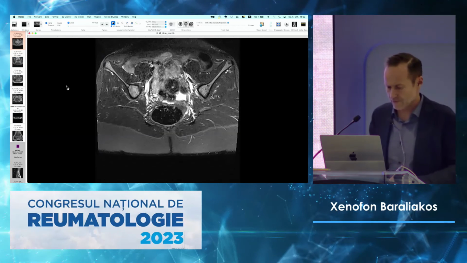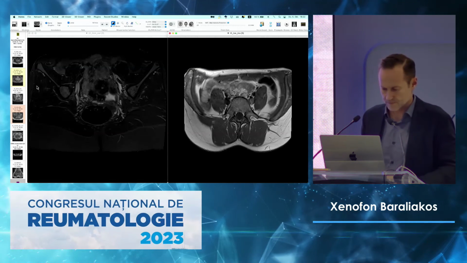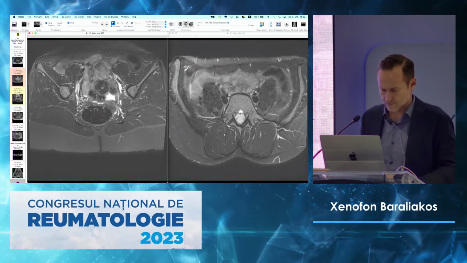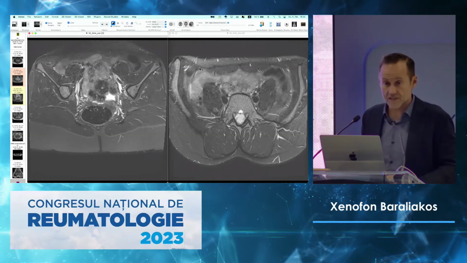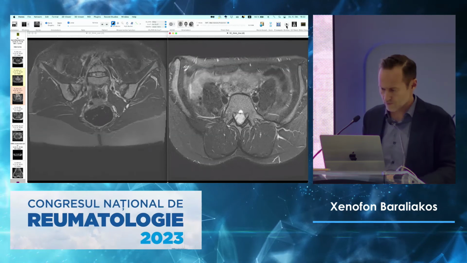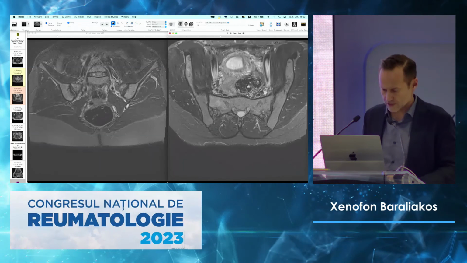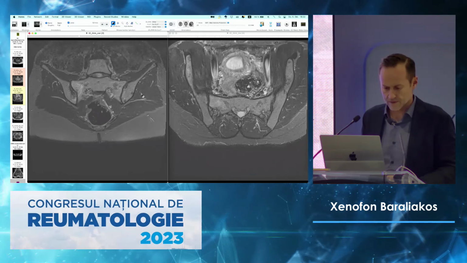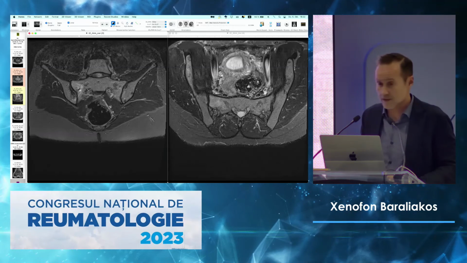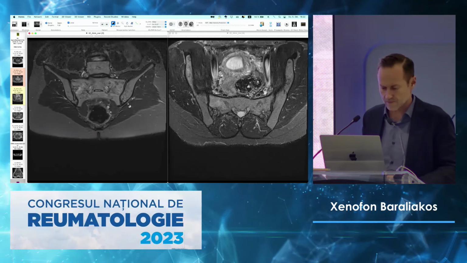Exactly. So here we have a clearer picture of what is happening because we have both axial and coronal images. These are both STIR sequences, and I'm just playing them through. Oh, we cannot do it in parallel. Let's scroll it like this. You see there is edema in that picture. There are also some strange lesions there.